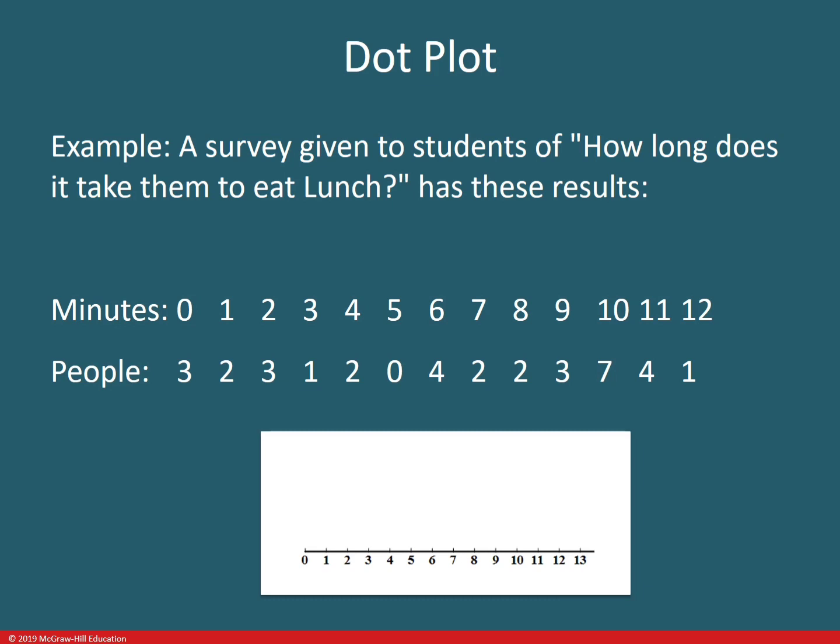And lastly, dot plot. A survey given to students of how long it takes them to eat lunch has these results. It takes no time to eat lunch, meaning they don't even have lunch, 3 people. It takes 1 minute, 2 people. It takes 2 minutes, 3 people, and so on. The way a dot plot is done is as simple as this. At time 0, I have 3 people, so the count is my dots. I have 2 people for 1 minute. You're just putting dots. That's all it is.